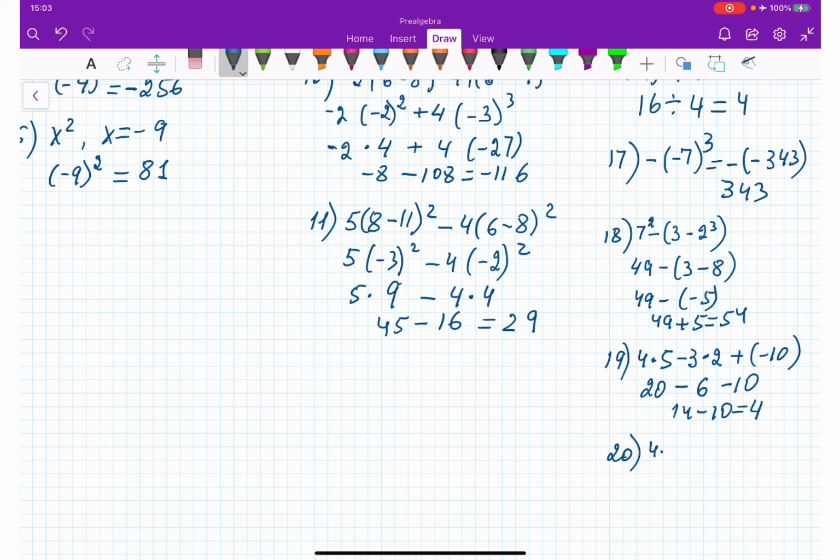And the last one? 4 times 5 minus 2 times 3 plus negative 13. Okay, 4 times 5 is 20 minus 6, and then plus, or I might as well put, minus 13. So 20 minus 6 is 14 and minus 13 is 1.